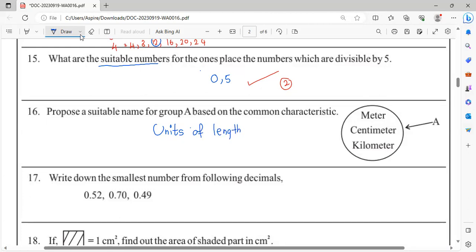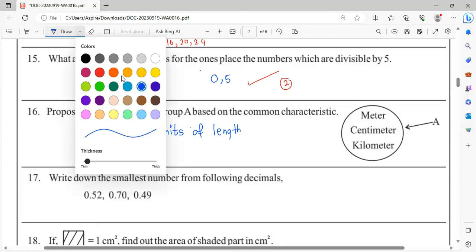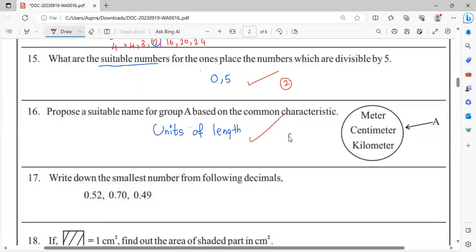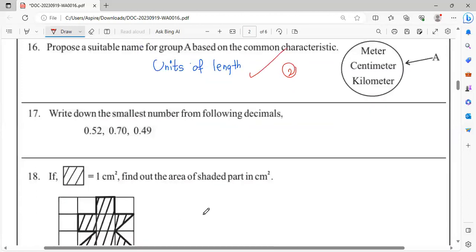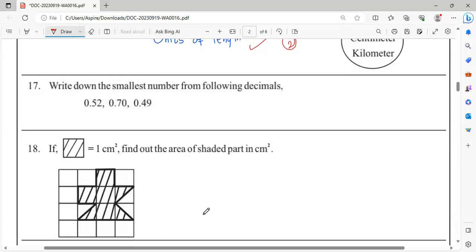At least you should have, yes. No, actually it is not enough to write the units only, because you have to say which units they are. They are units of length. Okay. 17th one. Write down the smallest number from the following decimals.